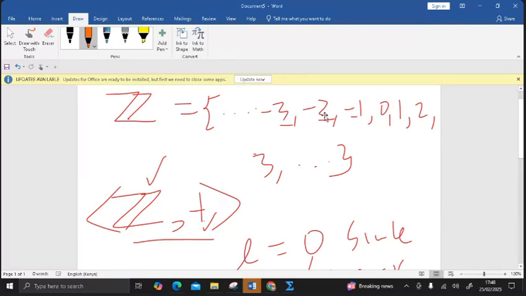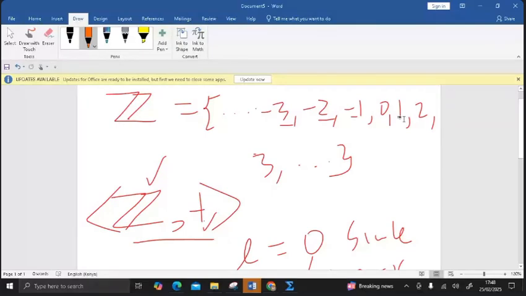The additive identity is 0. The additive inverse of -1 is 1. The additive inverse of -2 is 2, because -2 plus 2 is 0, which is the additive identity. The additive inverse of 3 is -3, and so on. So you notice that the properties are satisfied, and therefore it is a group.